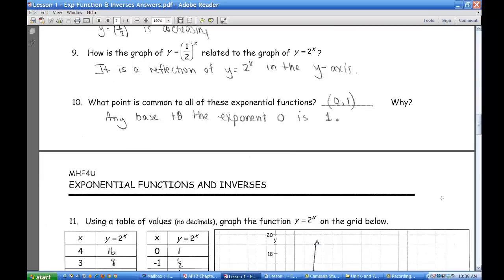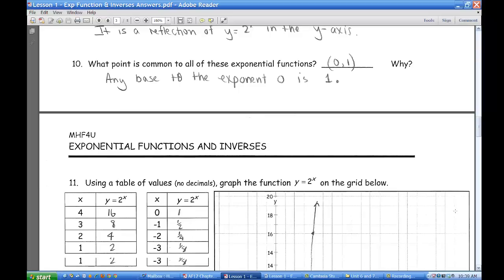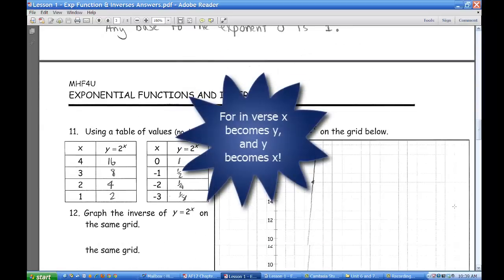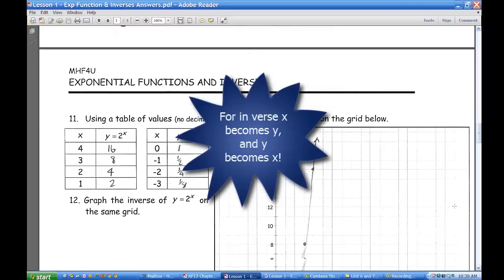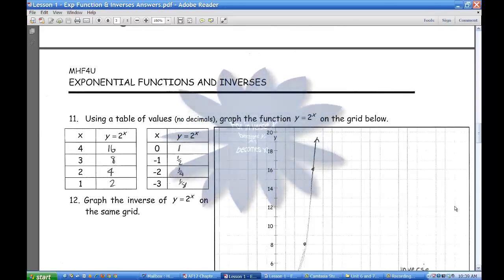Now let's look at the inverses of these exponential functions. Remember, an inverse is when you flip x and y values in the function. So, if in the tables you had x equals 4 and y equals 16, in the inverse, x will equal 16 and y will equal 4. So now for x here, you will put 16, and for y you will put 4, and then you plot them.